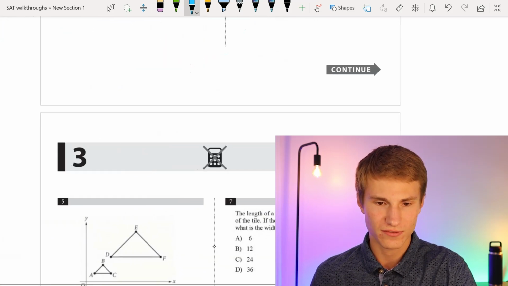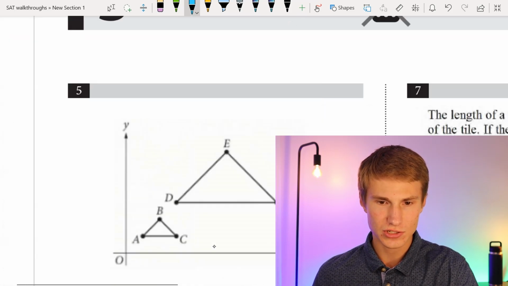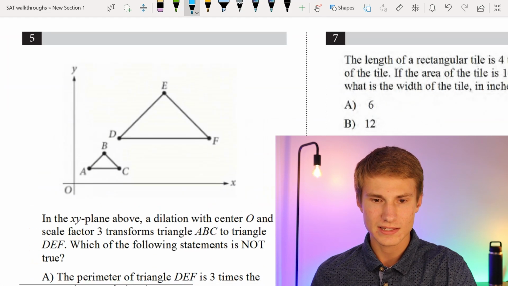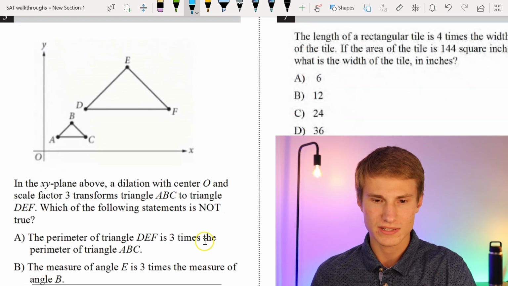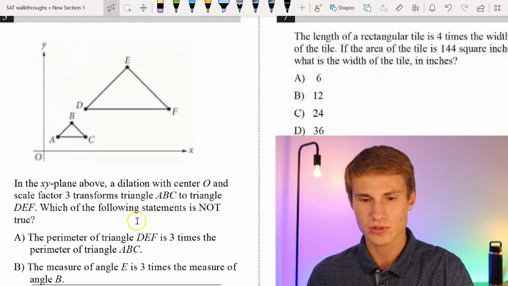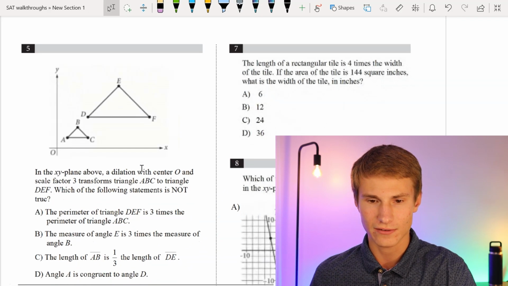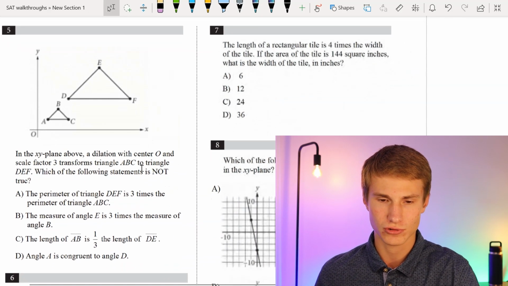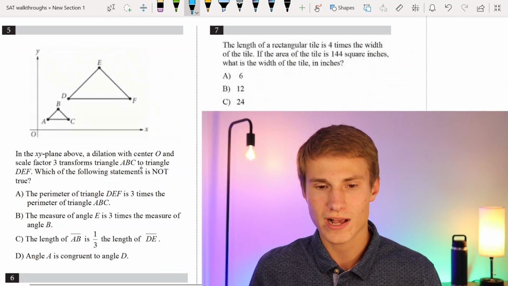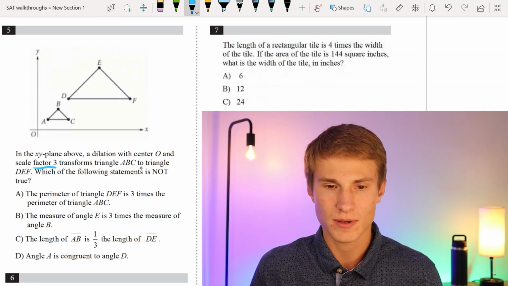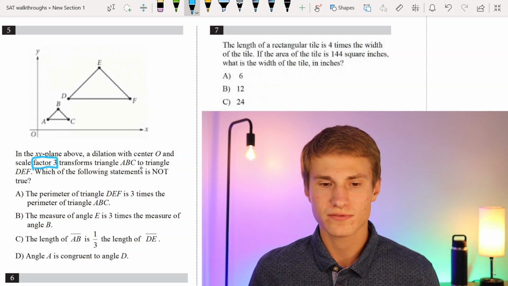All right, moving on to number 5 now. So we've got 2 triangles, it looks like. It says in the xy plane above, a dilation with center O and scale factor 3 transforms triangle ABC to triangle DEF. Which of the following statements is not true? Well, we know that they're going to be similar triangles because all we did was transform it by a factor of 3. So which of the following is not true?